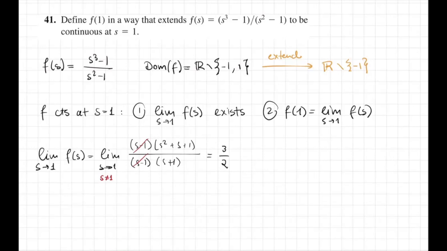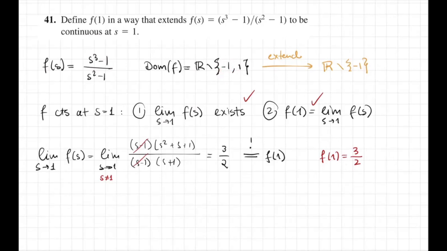So we have to define, this is what we have to do, f1 as 3 over 2. So we already have a limit. So this first condition is already true. So the second condition to check this one, we have to define f1 as 3 over 2 to extend it continuously. What about the point s equal to minus 1?